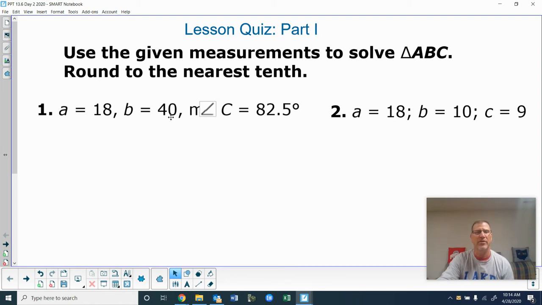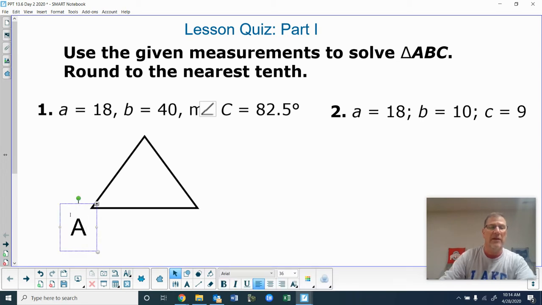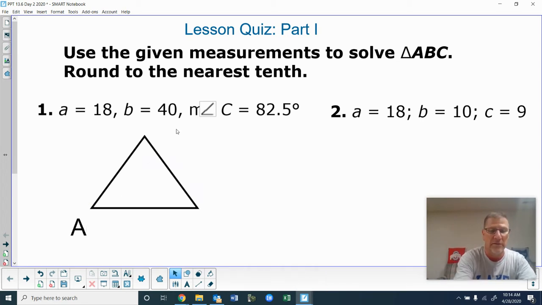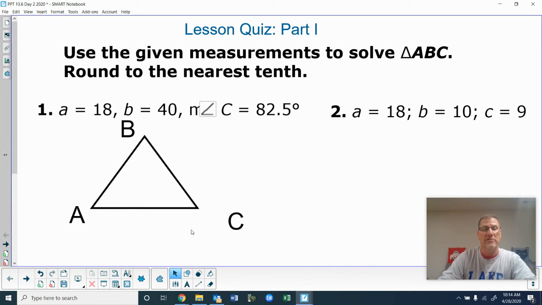And here we go. This first one, we could draw a picture of it quick. Just draw a quick triangle. Okay, and we'll label it. Let's see. We'll make this one A, B, and C. So here's B, there's A and C.